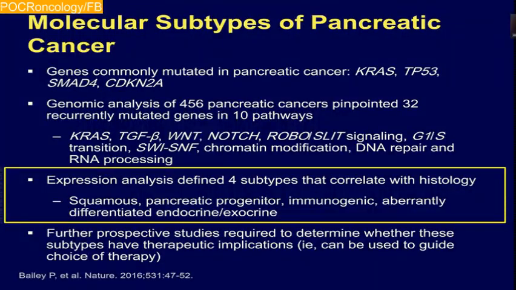This is a new classification that has been postulated based on expression. This is what you see, not at the gene level, but at the protein level, and that defined these four subtypes of pancreatic cancer. This is, again, more from the point of view of looking at the cells, at the protein.